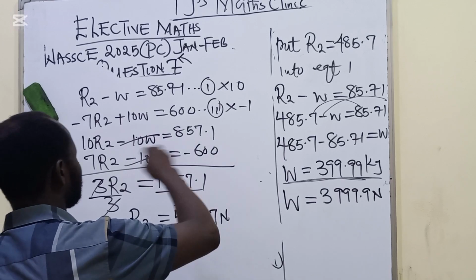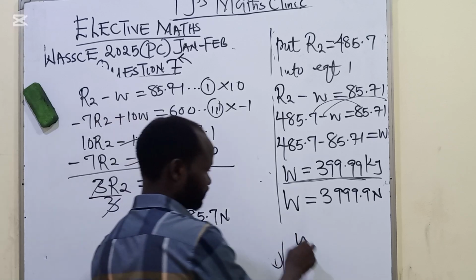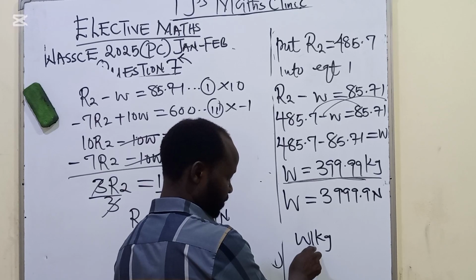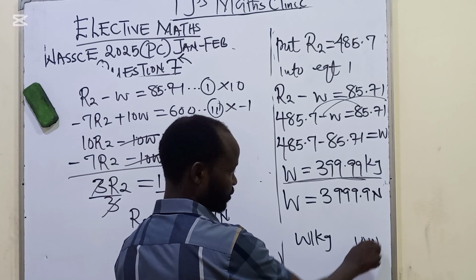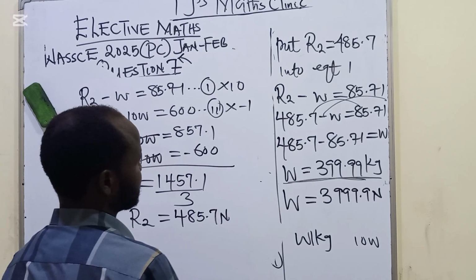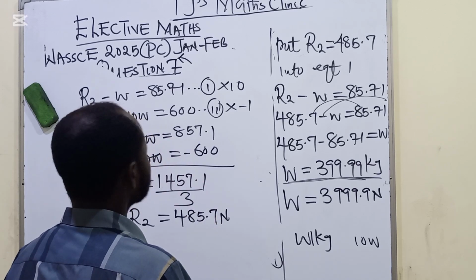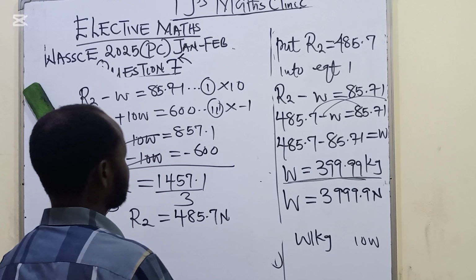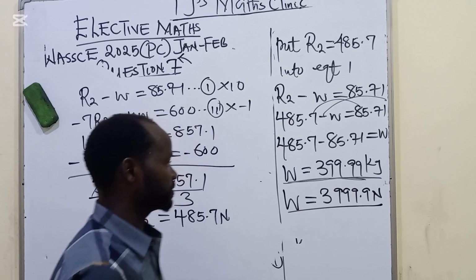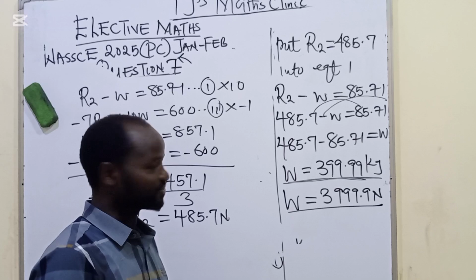But since we have converted the other quantities to Newton, if we are to convert W in kg to Newton, it means there is 1 kg here. That will be 10W now. So let's use 10W instead of using it in kg, so that whenever we see this W, it will be 10 Newton. That will be the force. But let's leave it this way. The answer will be 3,999.9 Newton. So this will be the solution to this question.